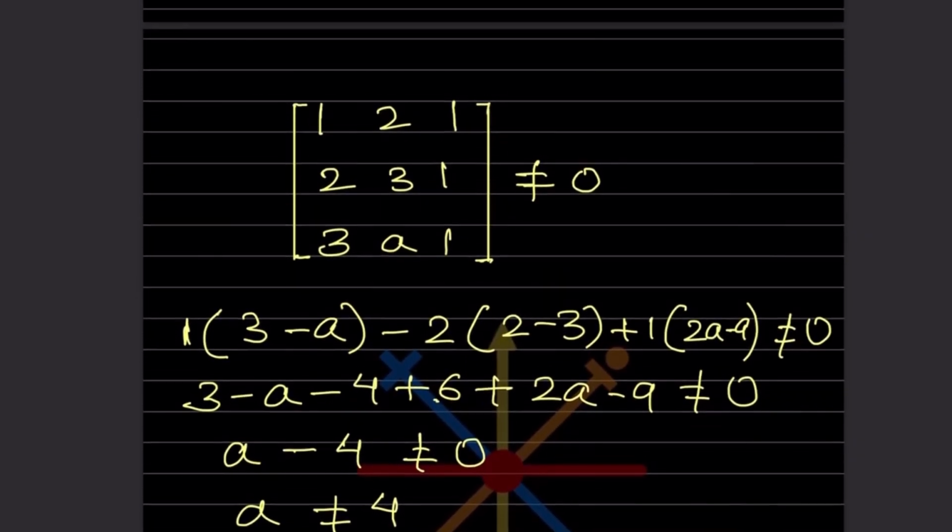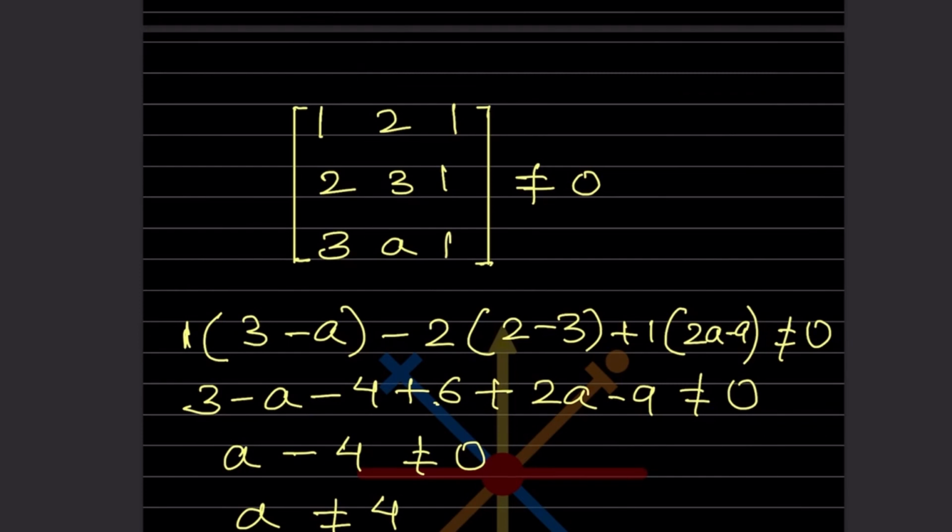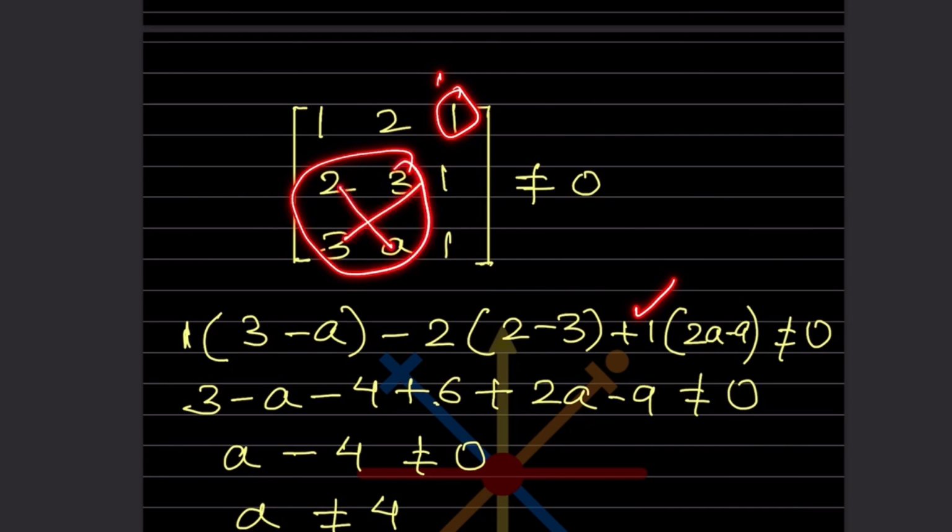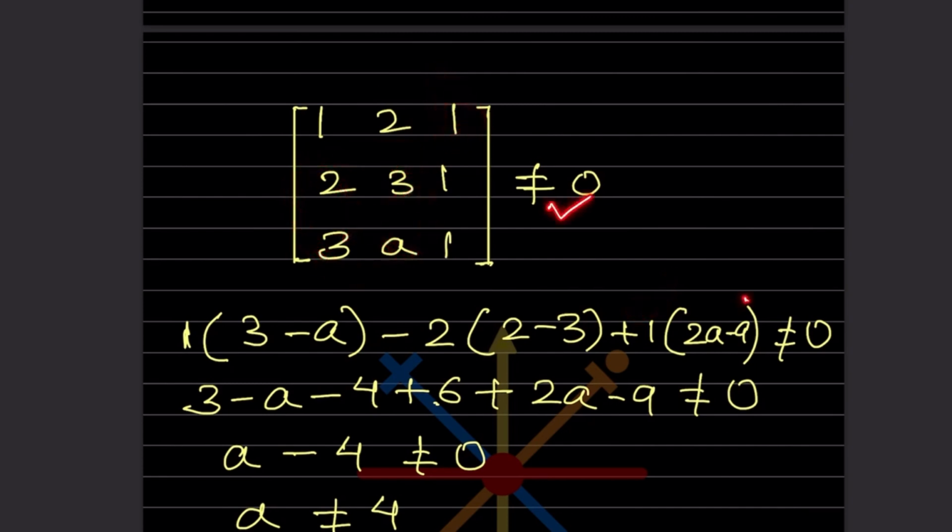So now what will you do? You will take this 1, this one means 3 minus a, 3 minus a over here. Then you will take here 2, but whenever you take 2, here should be negative 1, the middle one. So now this into this means this will be 2 minus 3. Then you will take this one plus 1. Then you will take this whole, means 2a minus 9, 2a minus 9, which is not equal to 0.